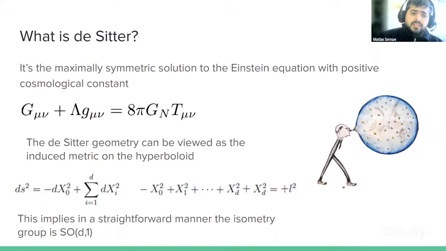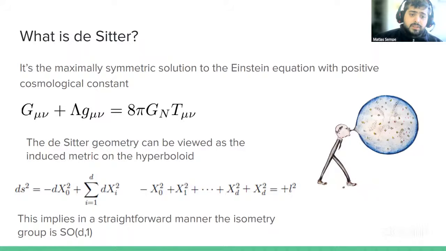De Sitter is a maximally symmetric solution to the Einstein equation with positive cosmological constant, with the stress tensor equal to 0. And this is the simplest case. We can put in a de Sitter black hole also, but we will center ourselves on the simplest solution, that is, without a black hole.